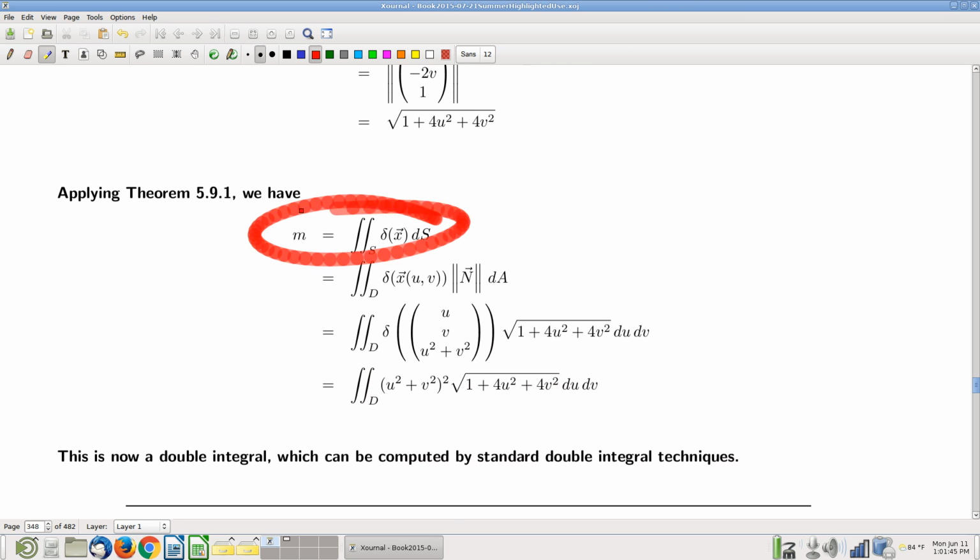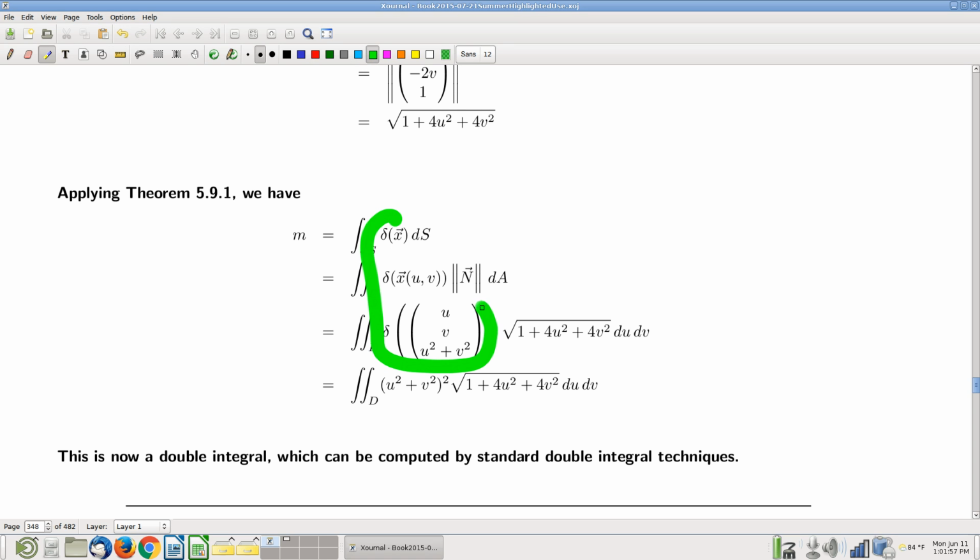Okay, so plugging in. Recall, we were computing a mass. Mass is a surface integral of surface density, mass per unit area. Computing that density, well, that's just a matter of plugging in the parameterization, right? Density is a function of position. Position is a function of u and v per that parameterization that we came up with.